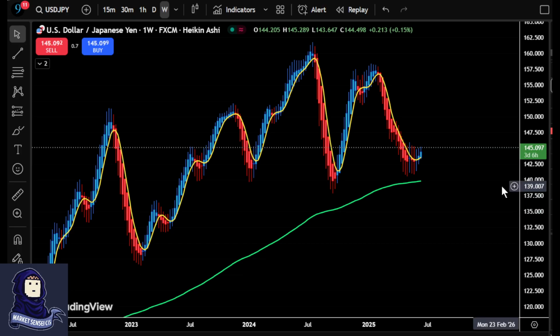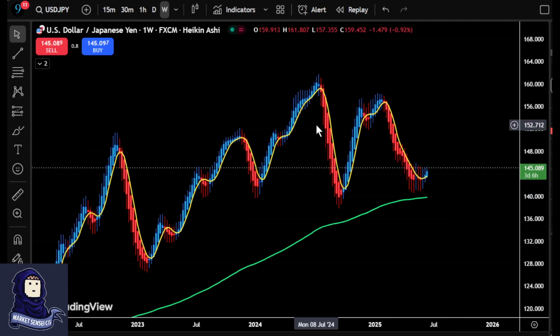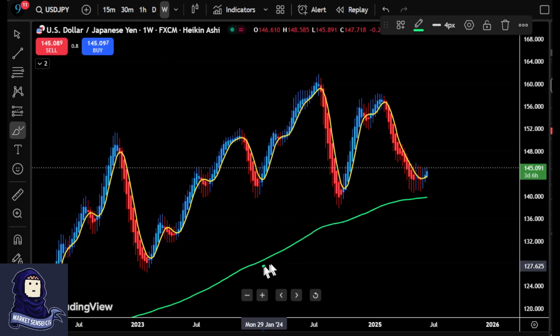Okay. So lagging chart works on every chart, basically. So even if you are trading forex, you still can make money using lagging chart. So this is the weekly chart for dollar yen. As you can see, this is the moving average.